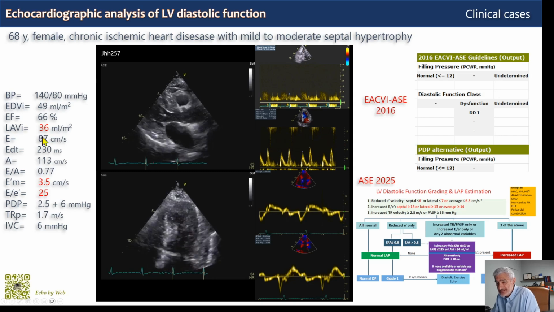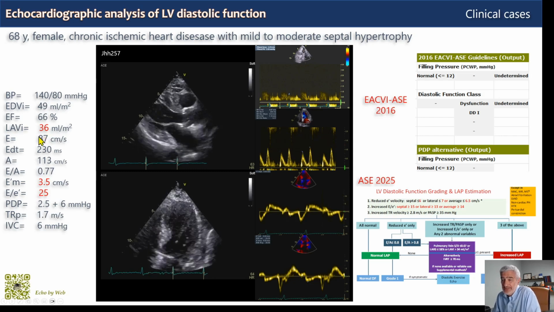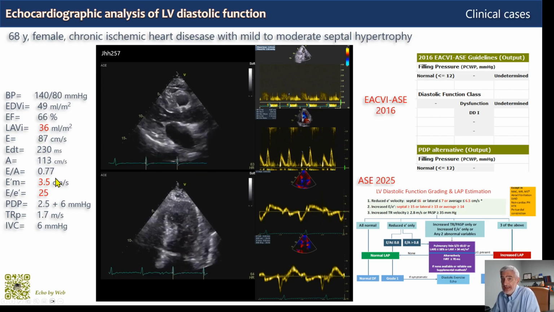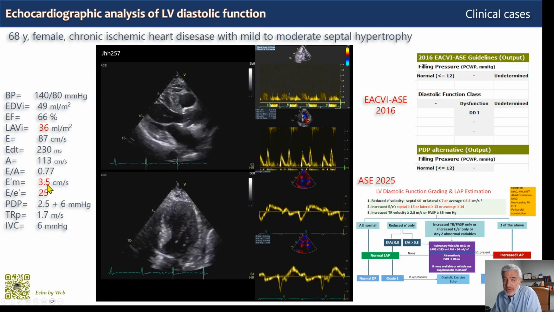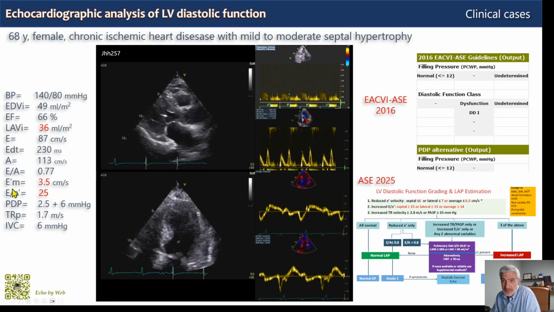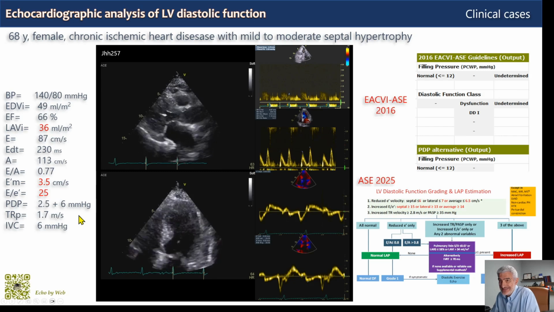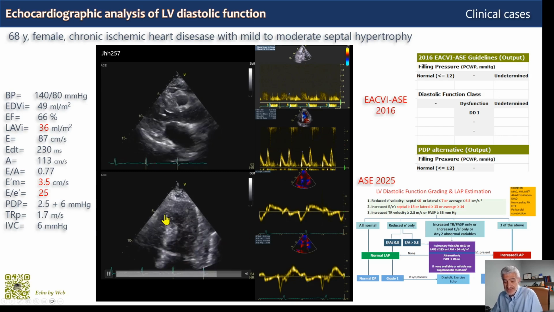Because we have a substantially normal E wave, which is a bit high for impaired relaxation, and a very low 3.5 denominator of E on E prime, such that the ratio is increased. But this is definitely misleading in this clinical scenario here.